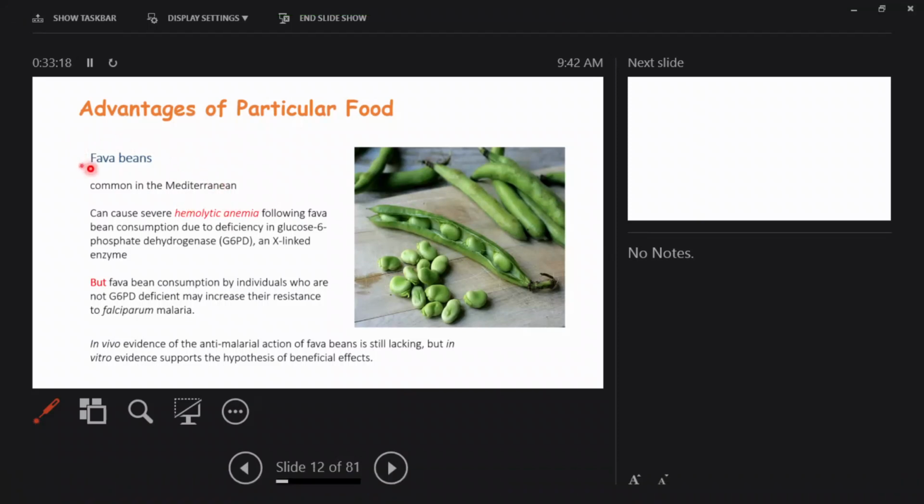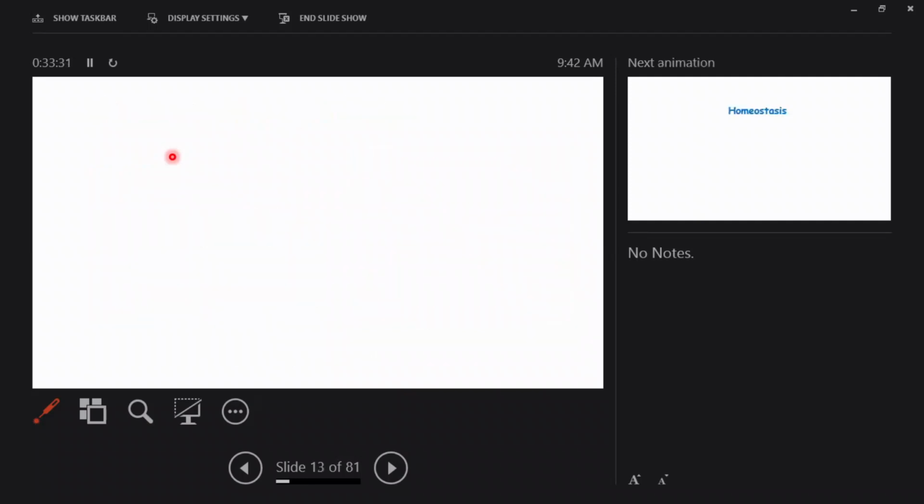In Malaysia, we call it kacang parang, and the name in English is fava bean. So those who have G6PD deficiency cannot eat kacang parang, because it can cause hemolytic anemia and other types of symptoms.